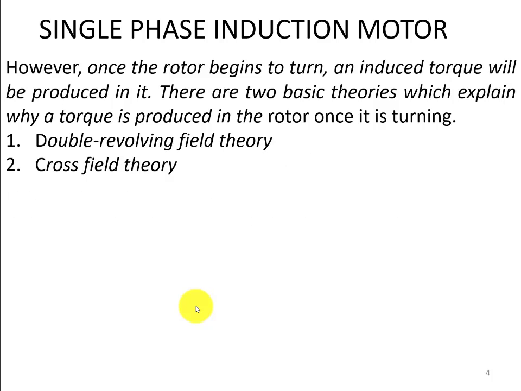single-phase induction motor. To understand why single phase induction motors have a problem, because they cannot produce rotating torque by themselves, we can use these two theories. One is the double revolving field theory, and the other one is the cross field theory.